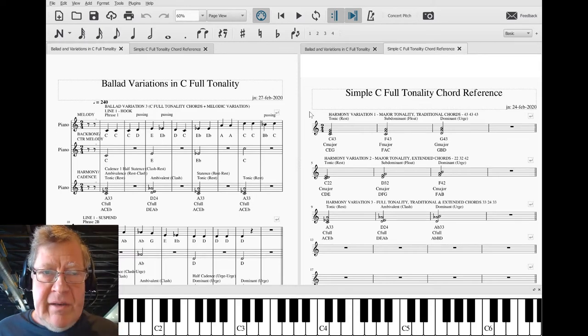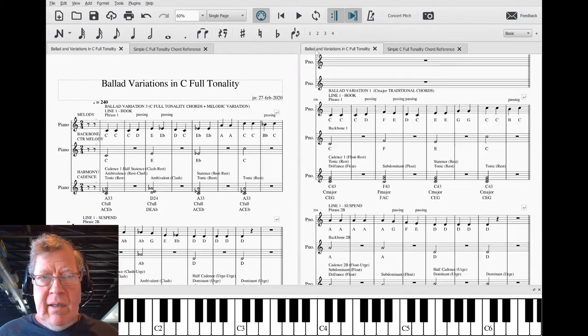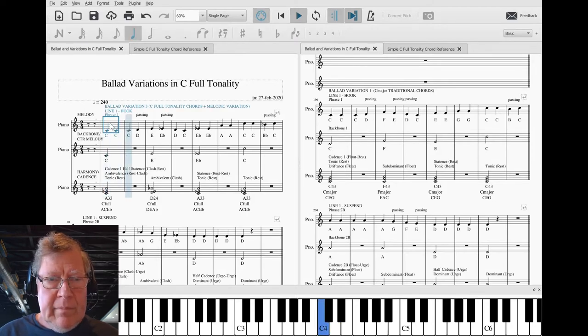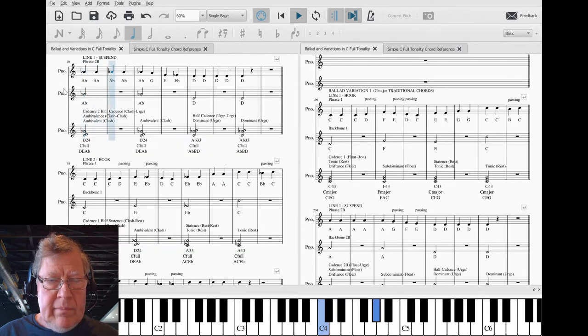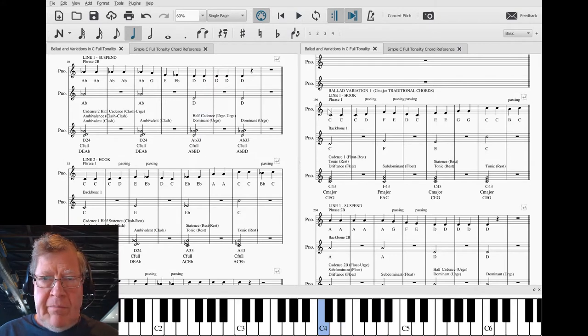Now, I think I should just test this one more time before we... So I want to hear what we've got. And compare that with the first variation.